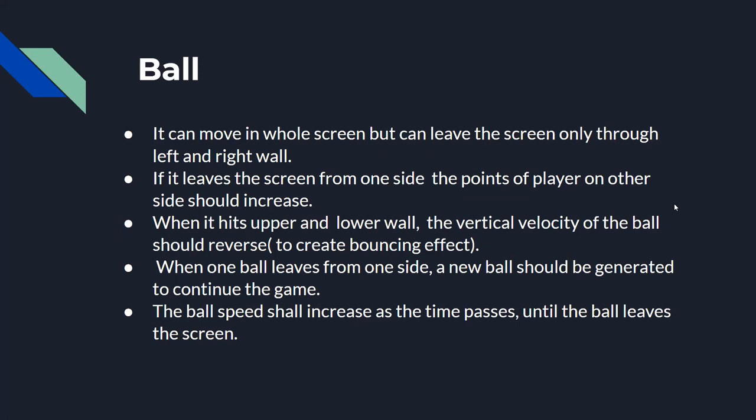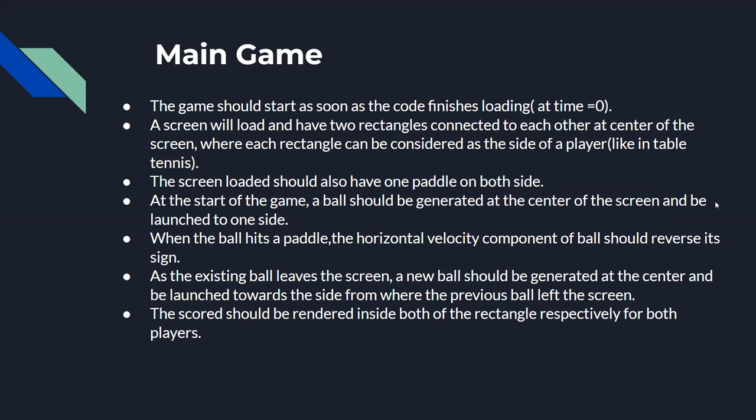Next slide. The ball part: it can move in the whole screen but can leave the screen only through the left or the right side. It can't go out through the top or bottom. If it leaves the screen from one side, the points of the player on the other side should increase. When it hits the upper and lower wall, the vertical velocity of the ball should reverse to create the bouncing effect. When one ball leaves from one side, a new ball should be generated to continue the game. The ball speed shall increase as time passes until the ball leaves the screen. Next slide.